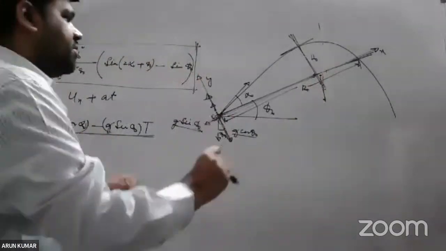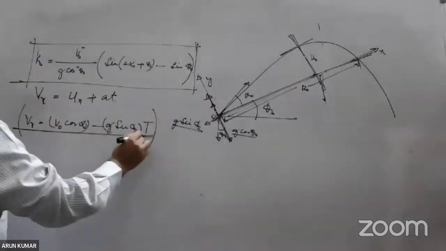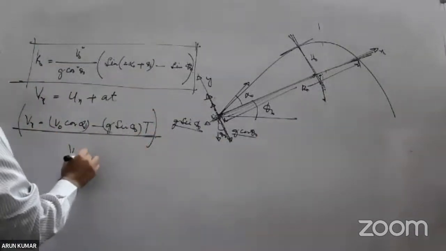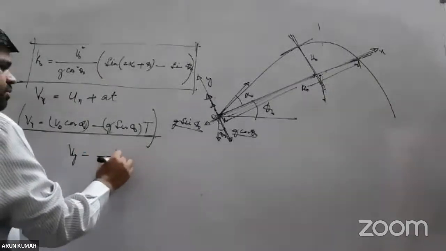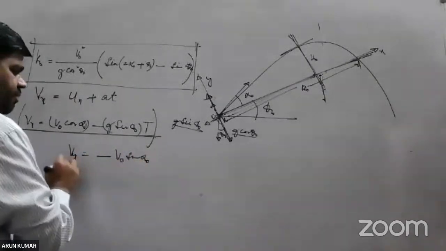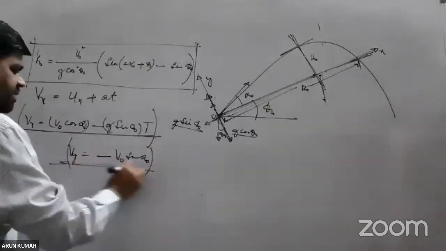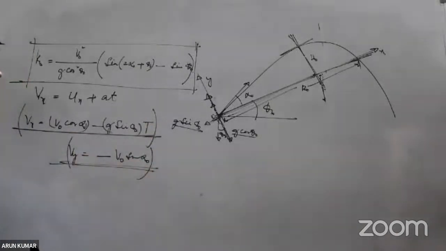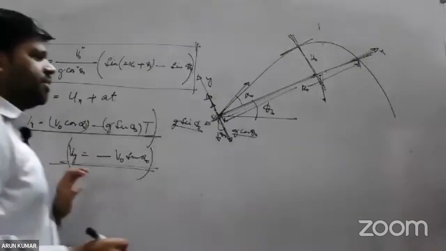All right, that's one point. Next, its vertical velocity is going to be the same. Horizontal velocity is going to be this one. Vx is equal to this one. But vertical velocity, Vy, is equal to minus V naught sine alpha naught. You can check this by plugging this time in the vertical velocity equation, Vy is equal to uy plus at.